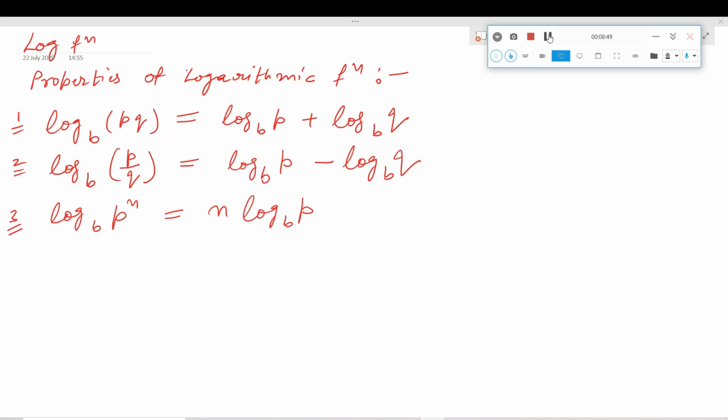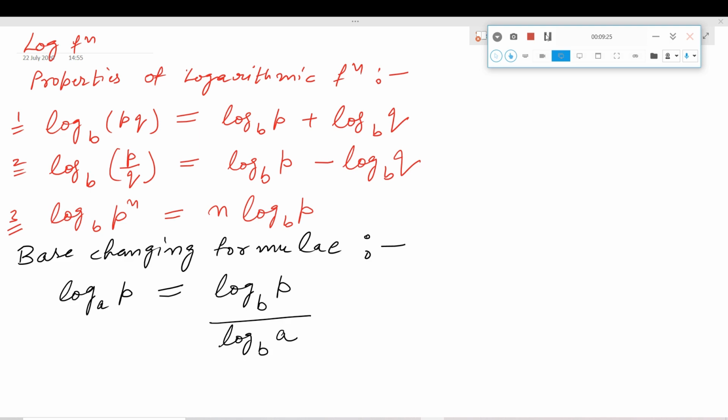Now let us study some properties of the logarithmic function. Log to the base b of pq, where p and q are multiplied, will be equal to log to the base b of p plus log to the base b of q. Second, log to the base b of p upon q will be equal to log to the base b of p minus log to the base b of q. And third, log to the base b of p raised to the power n will be equal to n times log to the base b of p.